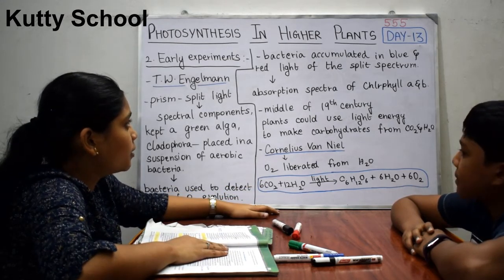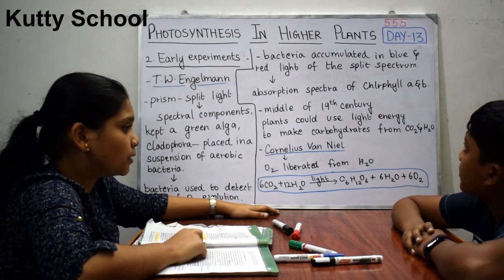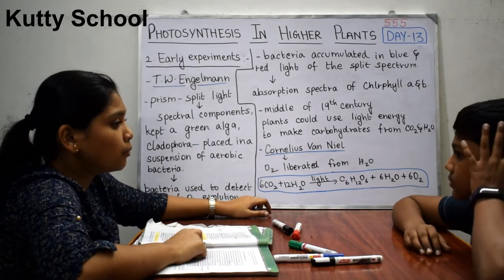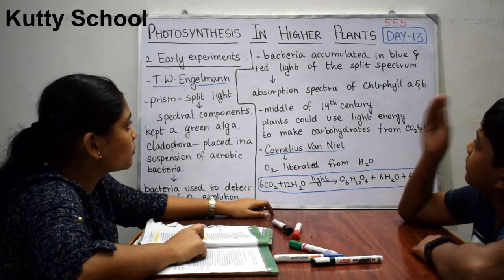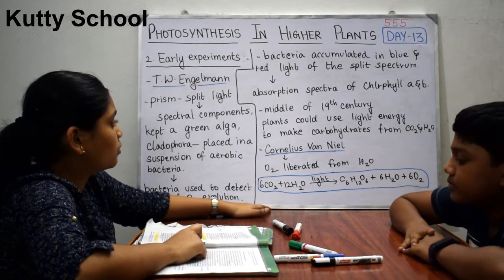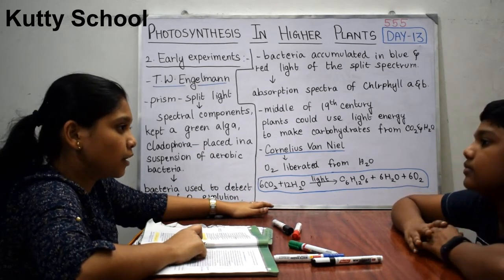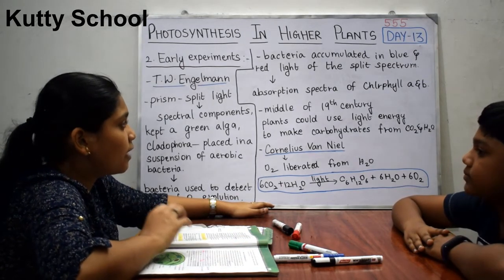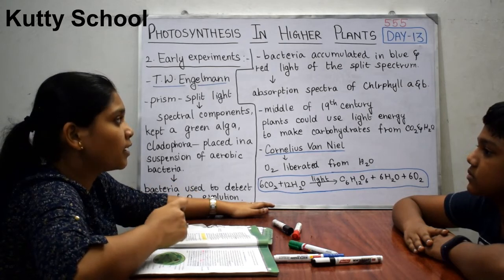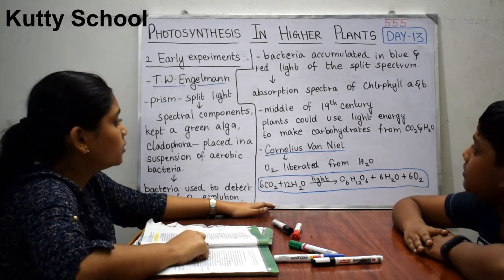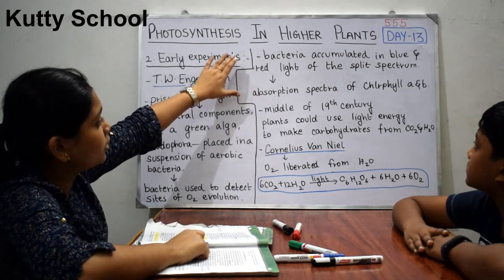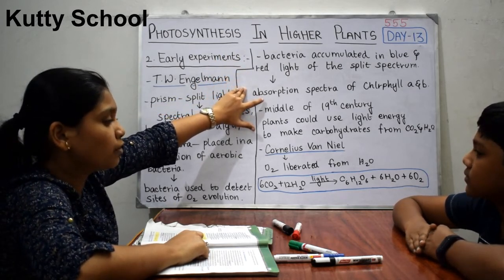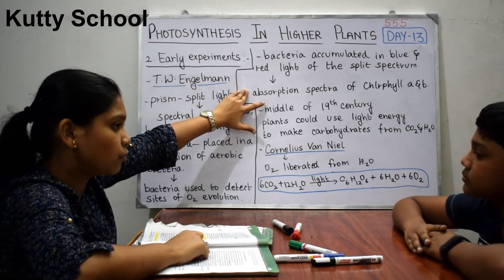So the bacteria accumulated in the blue and red light of the split spectrum. Why are they accumulating in blue and red light? Because the oxygen is available in the blue and red light. All the colors are dependent on wavelength. After coming to know that blue and red light of the split spectrum were effective, the absorption spectrum of chlorophyll a and b was discovered.